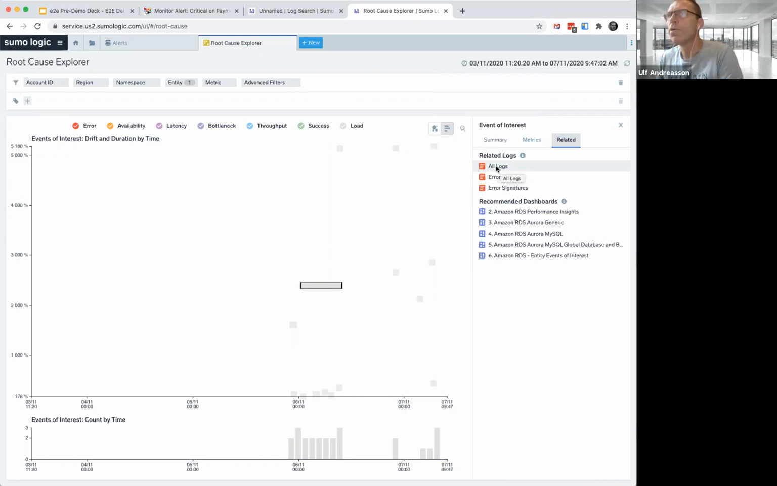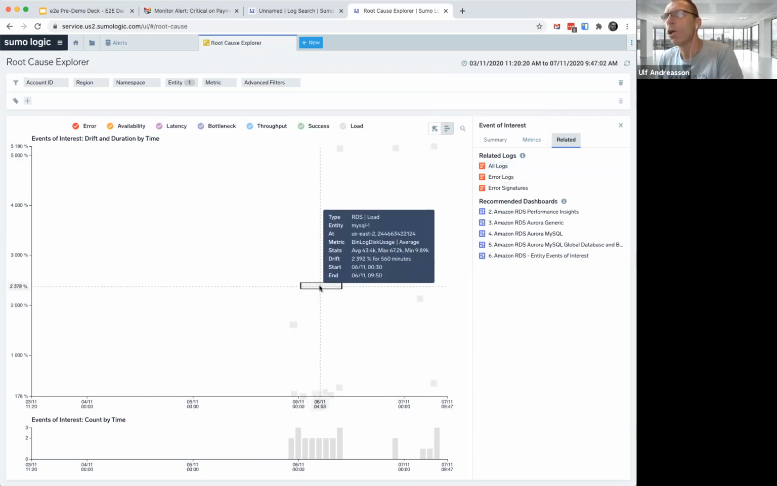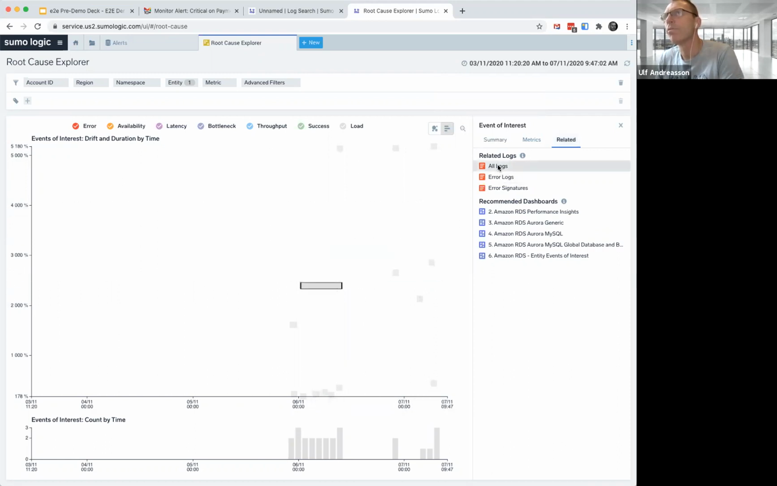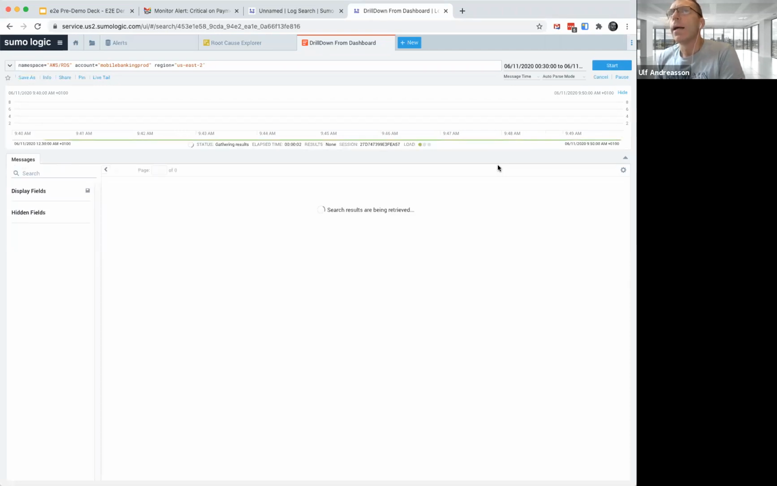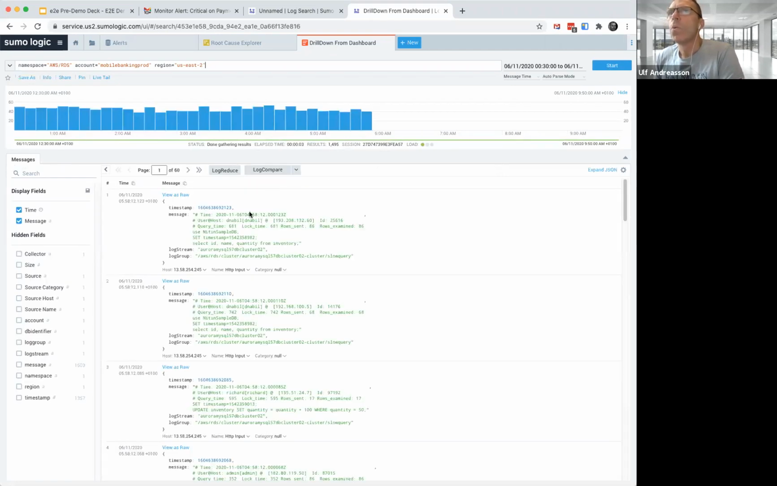So what I want to do from here is look at this RDS load, and I can pivot into all the log lines that are related to that. This will show me that one thing Sumo can monitor as well is the status of the database. So we can see here that the query time for many of these SQL queries has been extremely long, right? Like 700, 600 seconds for each and every query.